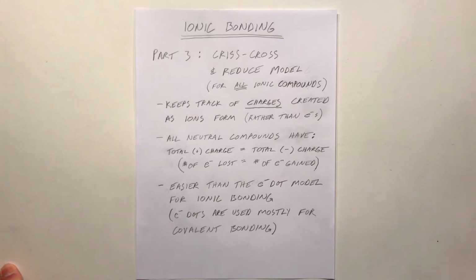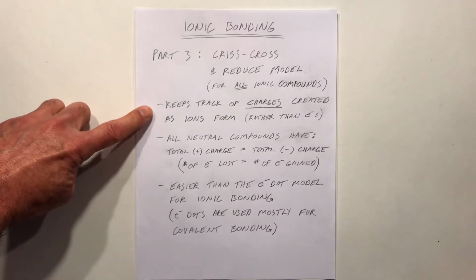This is a video on ionic bonding. This is part 3, Criss-Cross and Reduce Model. It's for all ionic compounds, although in this video we are going to confine our discussion to the representative elements, groups 1 and 2, as well as groups 13 through 18 on the periodic table.